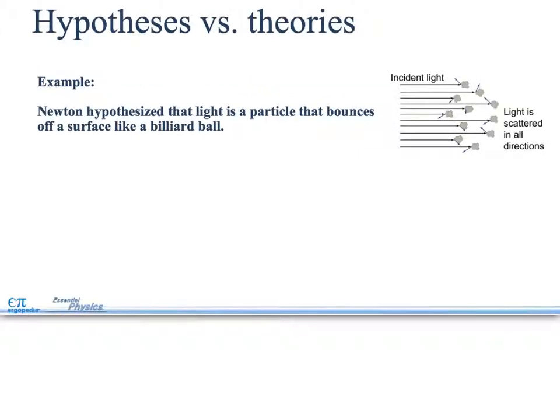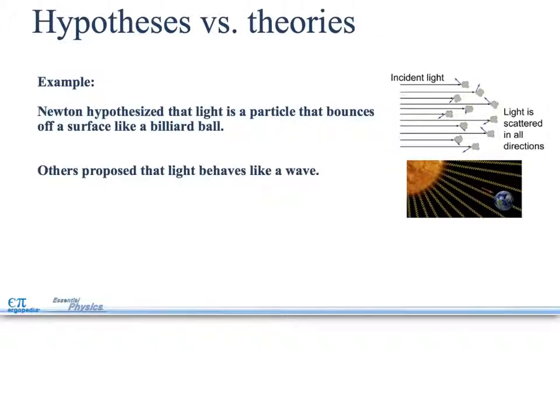An example: Newton hypothesized that light is a particle that bounces off a surface like a billiard ball, I should say. So over here you have incident light. Light is scattered in all directions. Others proposed that light behaves like a wave. So here you see it waving out. So here you had a straight line and it bouncing around, and here you have light waves waving out towards the Earth.